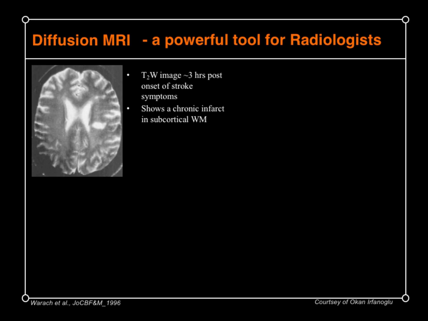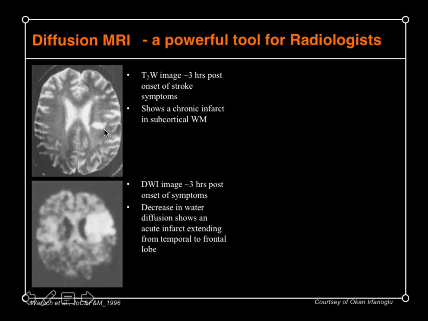Let's take a look at diffusion MRI. What I'm showing you here is a T2 weighted image acquired from a patient who started presenting with symptoms of stroke, taken 3 hours post onset of the stroke. What the radiologist found with the T2 weighted image was a chronic infarct in the subcortical white matter, which was chronic, so it's been around for a while.